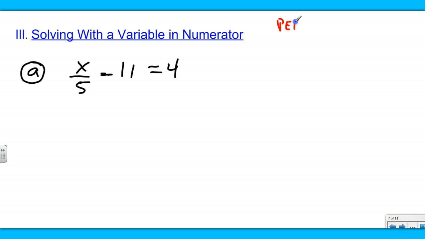If we think about PEMDAS, as we've talked about before, when we don't know what that variable is, we have to undo the operations in reverse PEMDAS order. So we will undo any addition or subtraction first. How can we undo subtracting 11? Very good. We add 11. Add 11 to both sides of the equal sign.